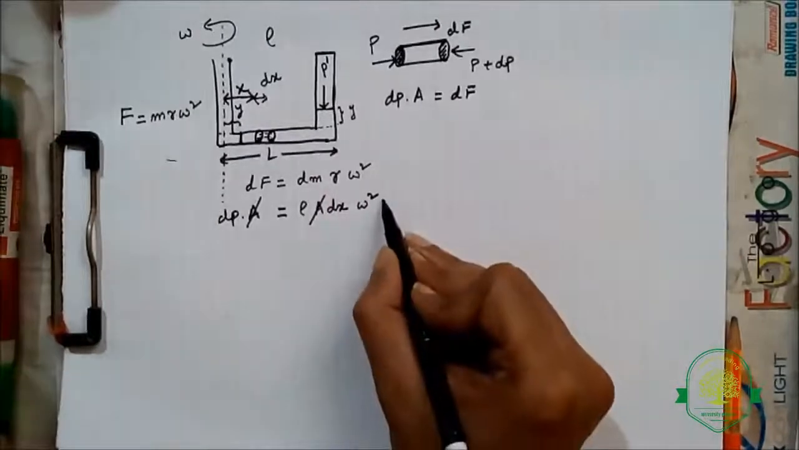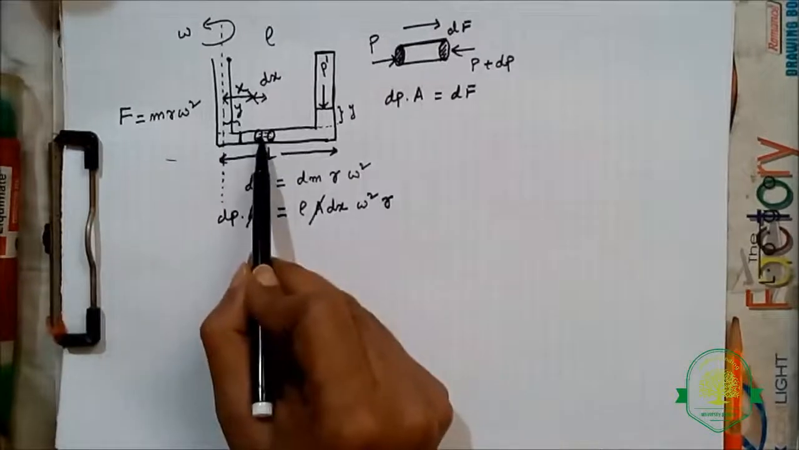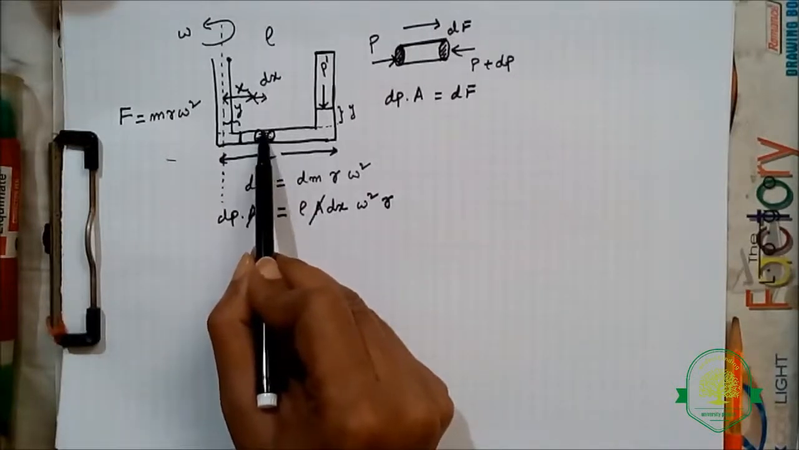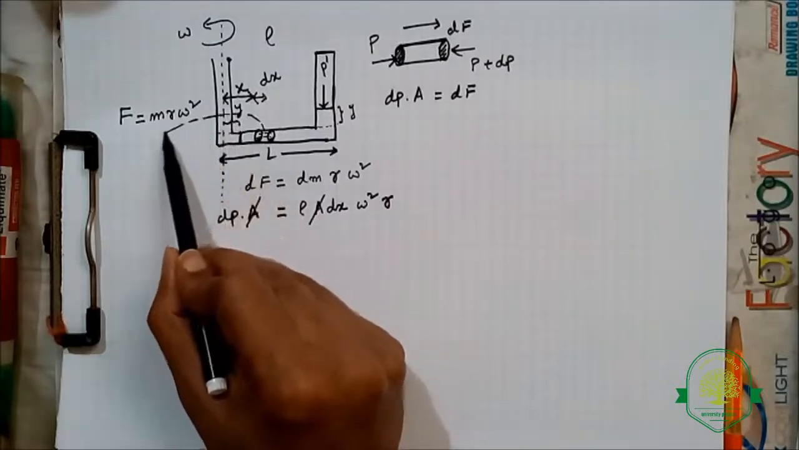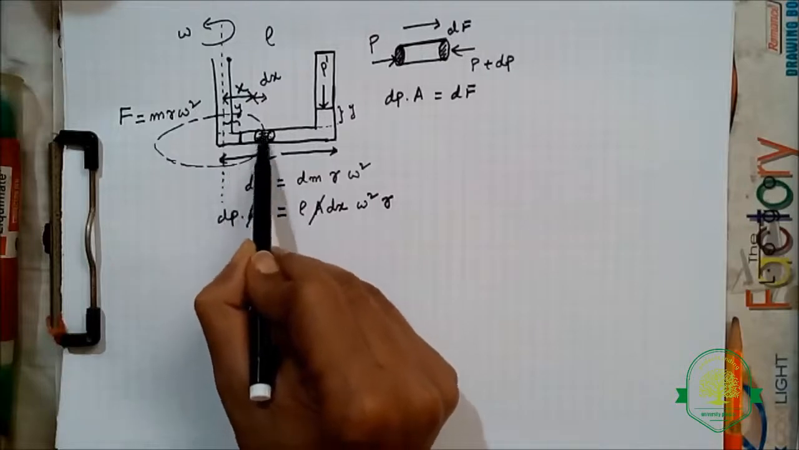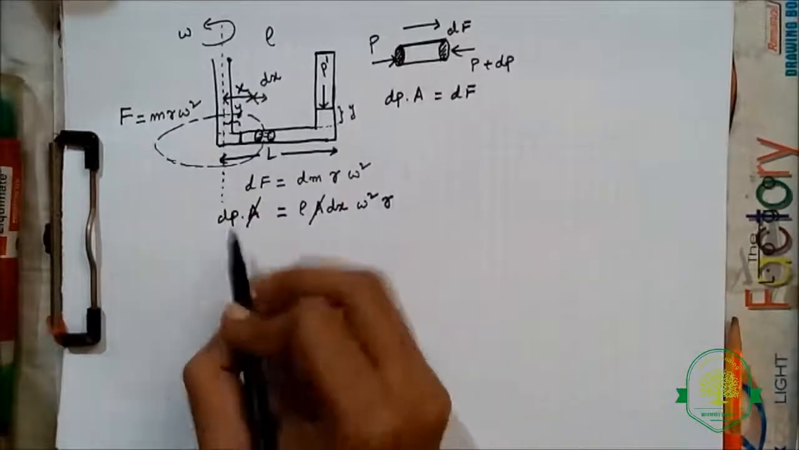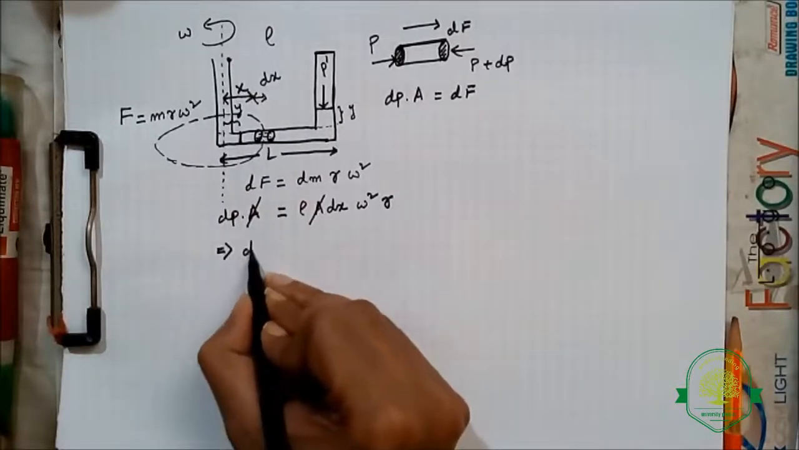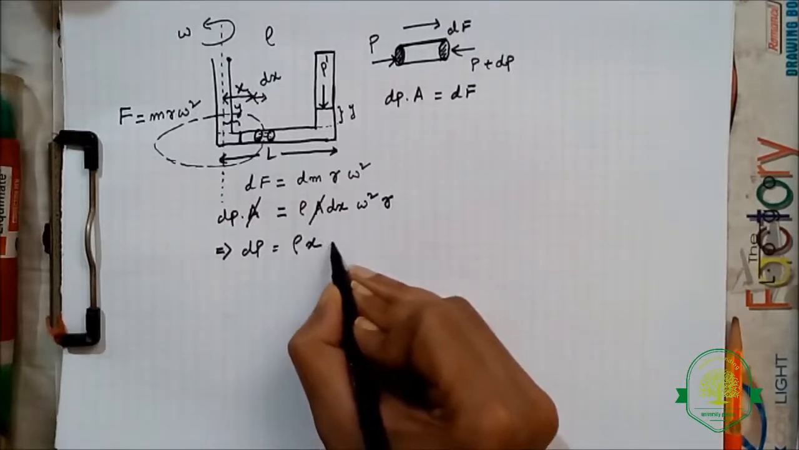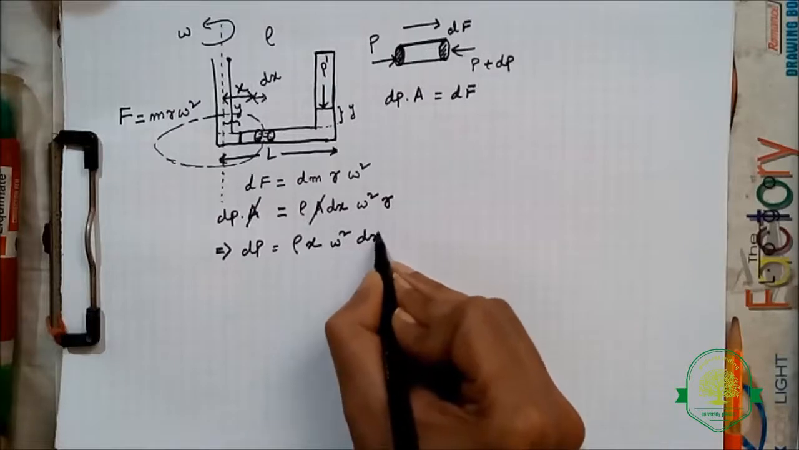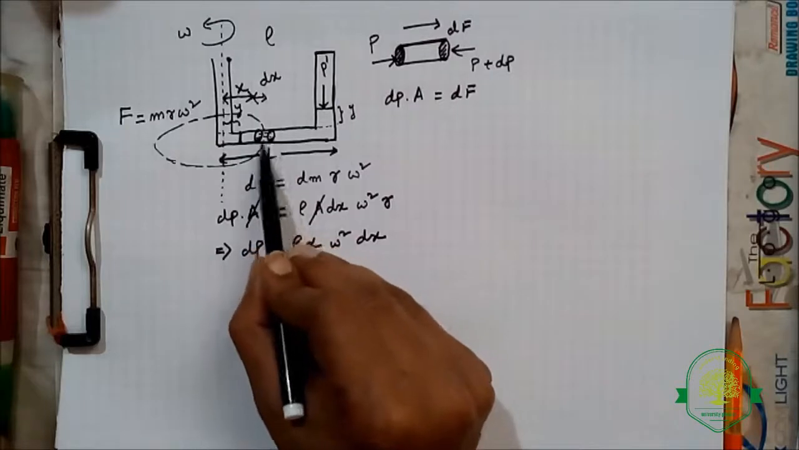Okay, I've missed the R in the second line, so let me put it back. But what is R? R is the radius of the circular path of this element, which is actually x. If I can try to draw the circular path, if this is the circular path of this element, the radius is x. So in place of R, we can substitute x. So we can say that dP is rho x omega squared dx. So we have found the excess pressure acting on this element.